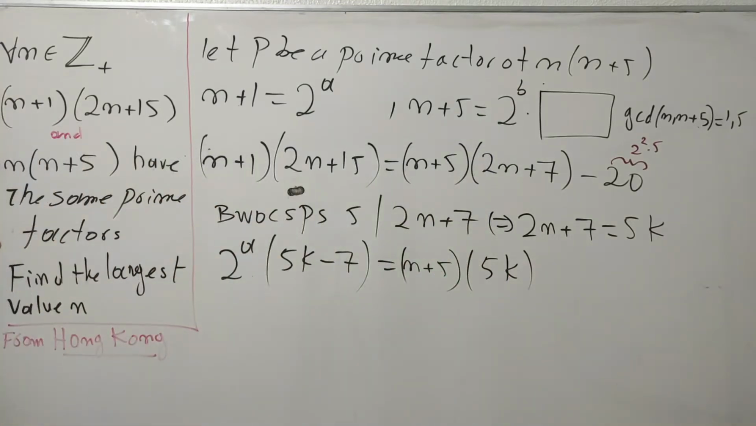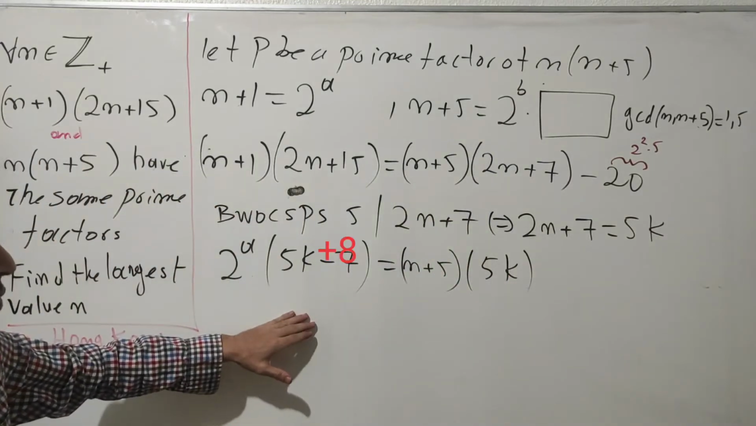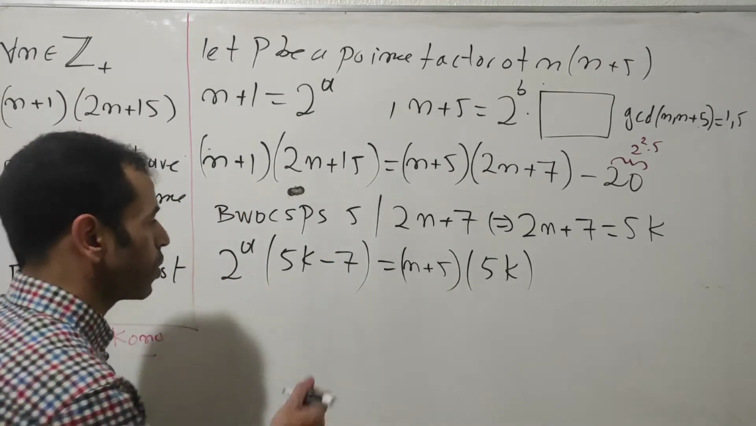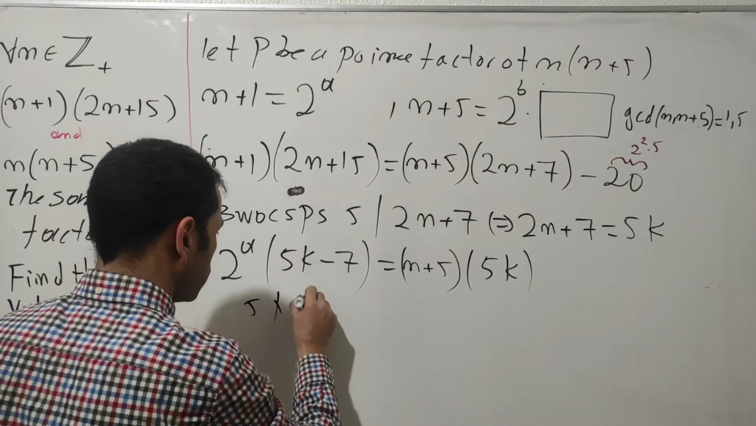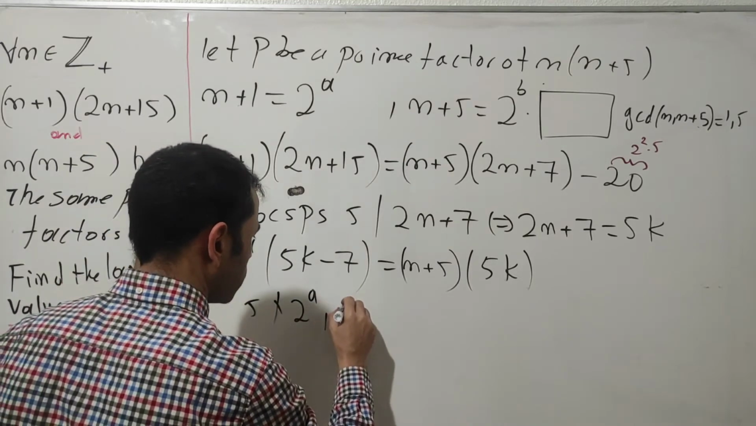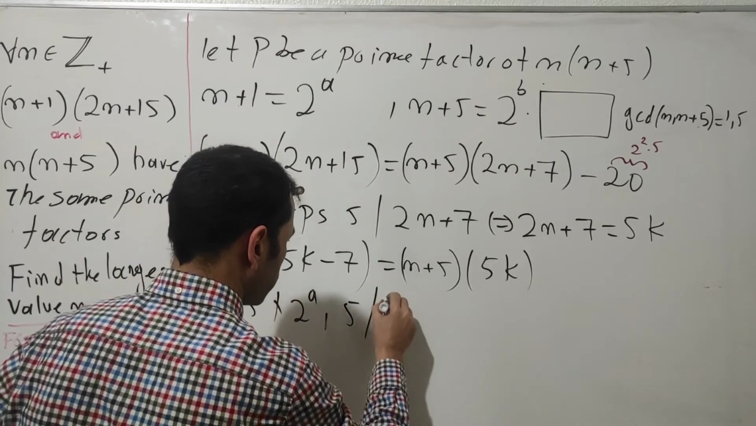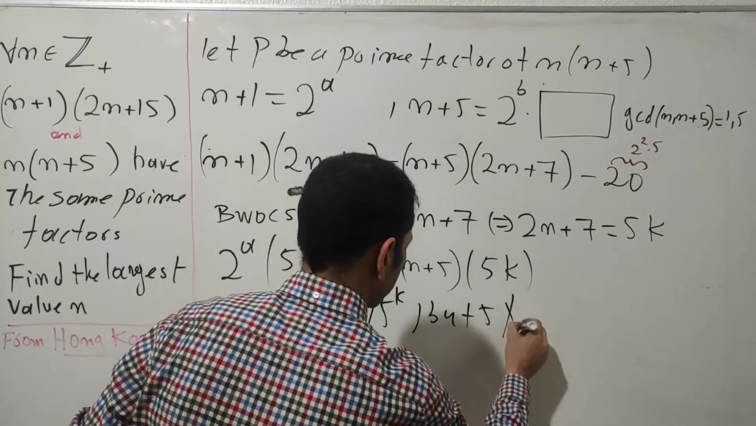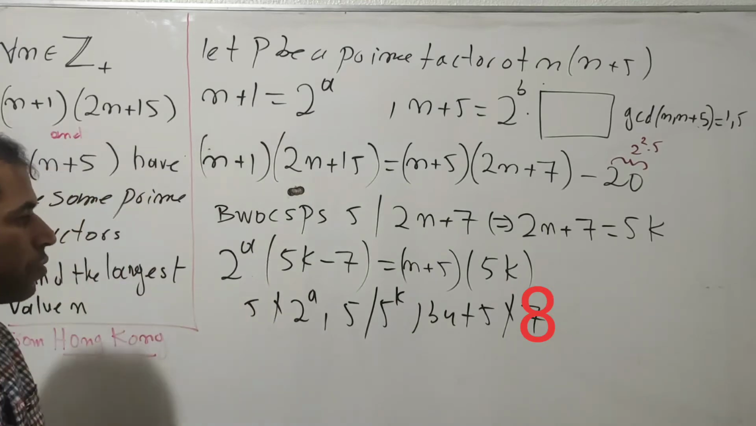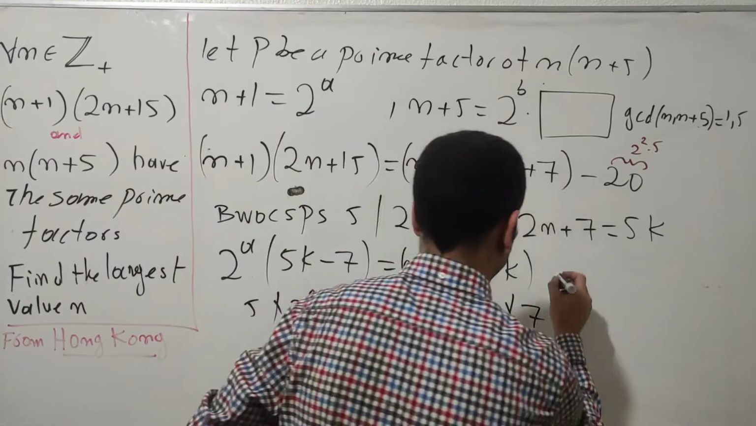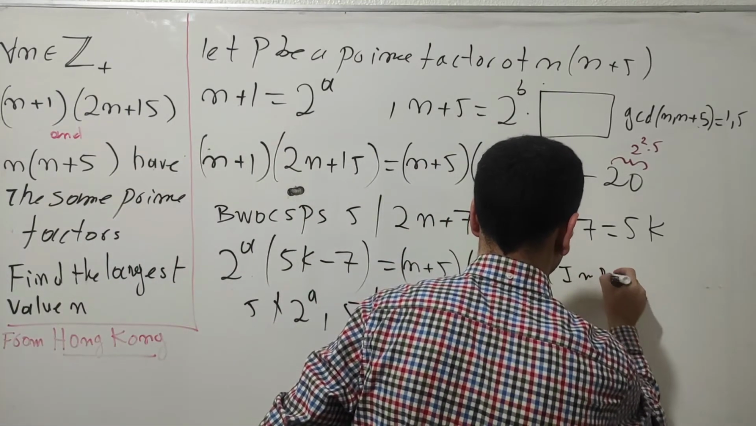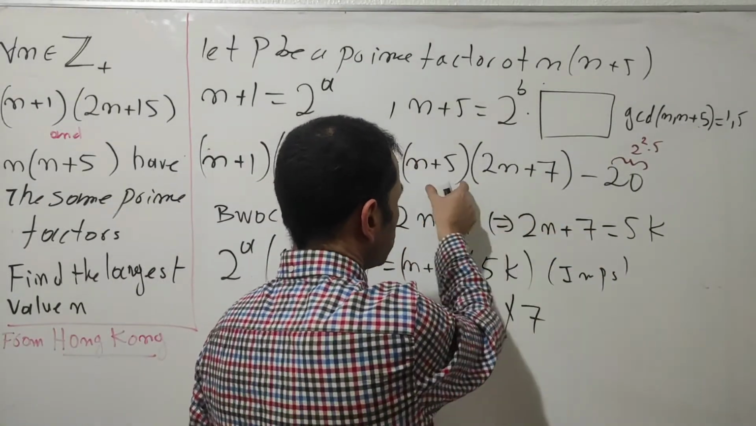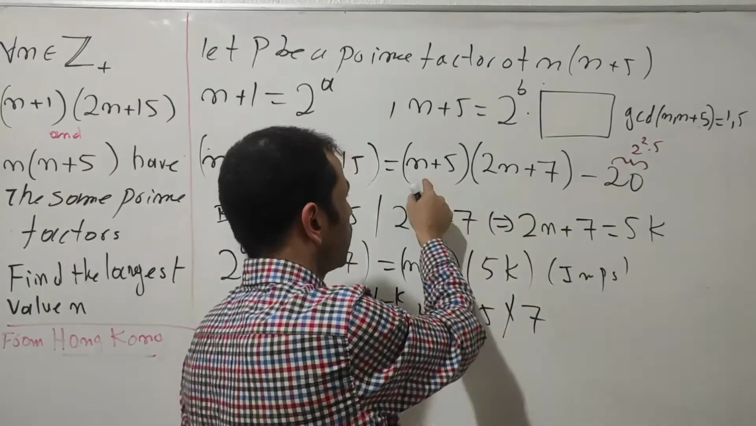So here is an issue, here's a problem. We know 5 divides this one. 5 does not divide 2 to the a, but 5 divides 5k, and 5 does not divide 7. Okay, which is impossible. Possible, which means this number 5 divides this term, not this one. 5 divides n plus 5.